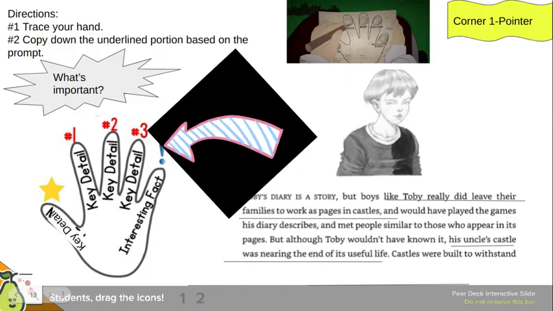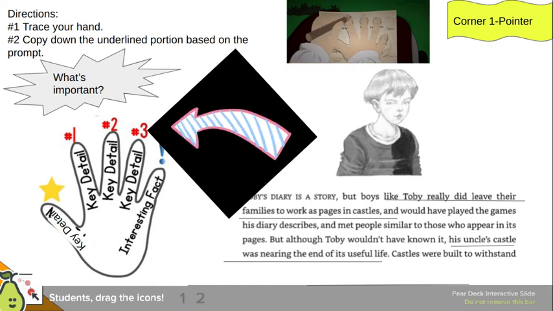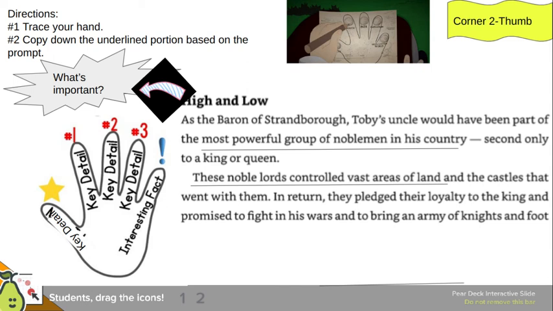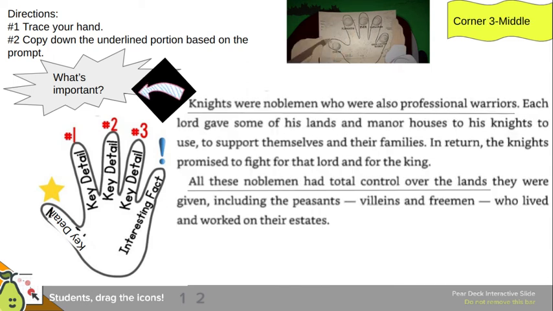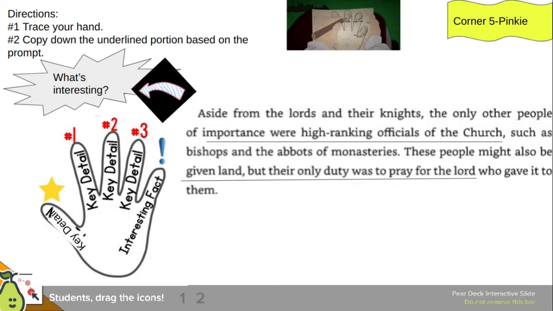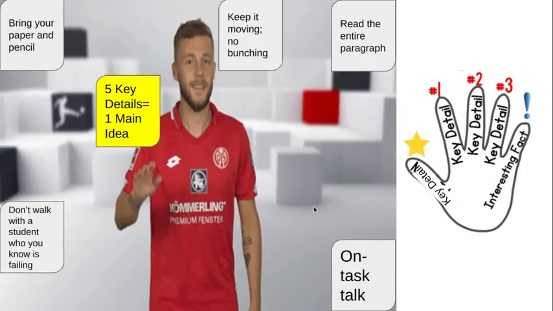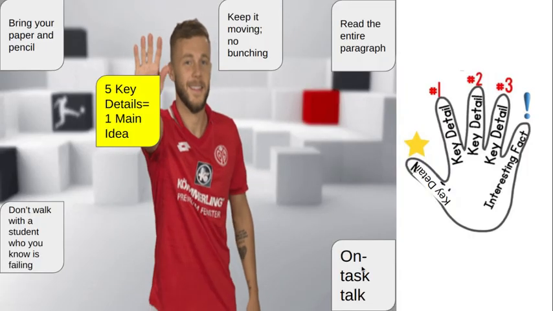This is what the sheet will usually look like. You'll see a paragraph and two underlined portions to choose from for the thumb, two underlined portions for the pointer, two for the middle, two for the ring, and two for the pinky. And then at the end, you would say, what is that text mostly about based on all 1, 2, 3, 4, 5 details? You've got to make sure as you're going around that you're on task, right?